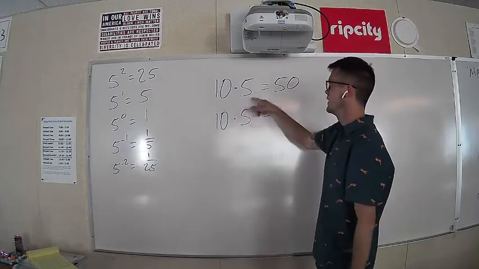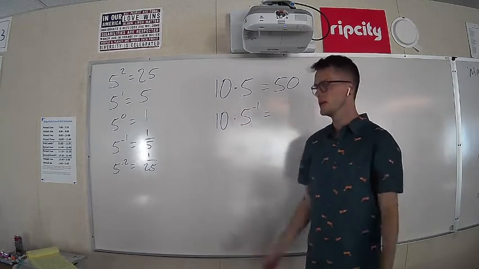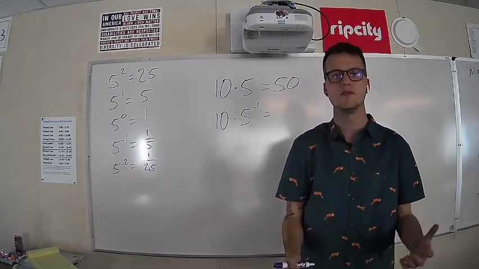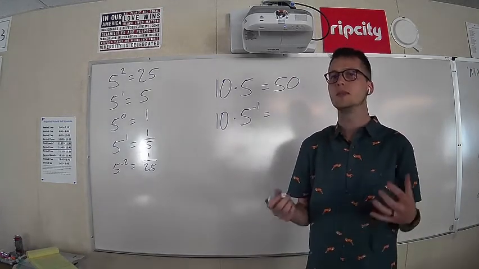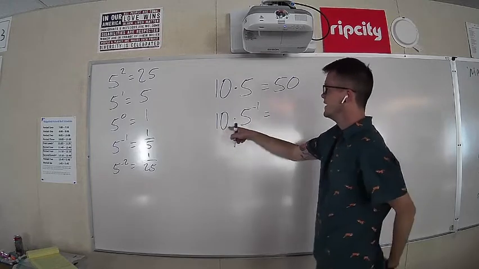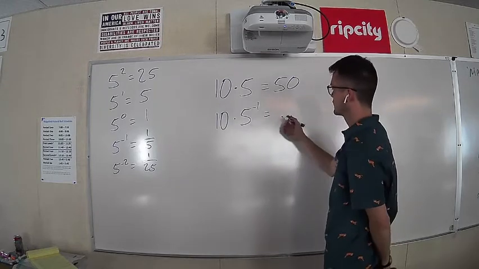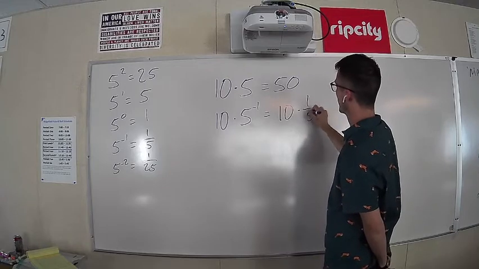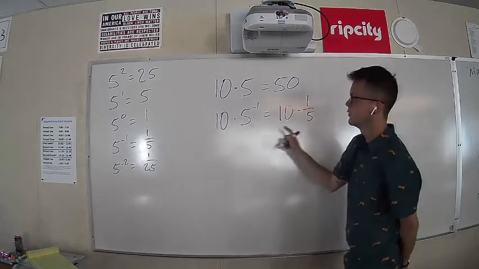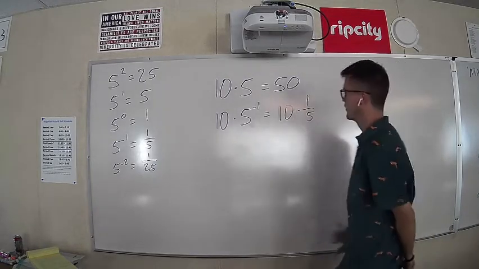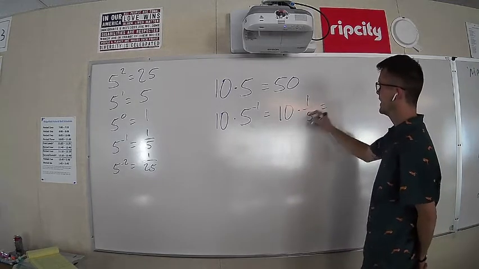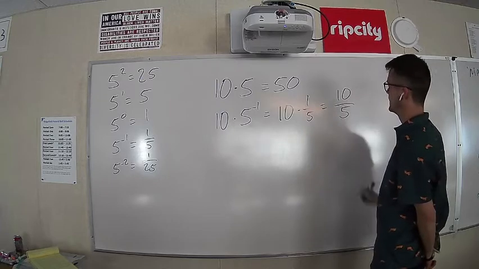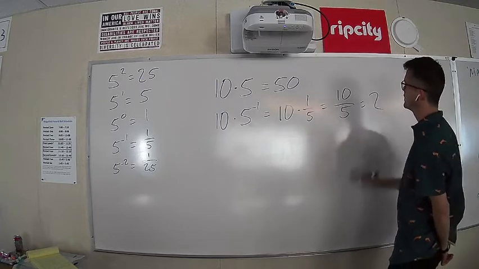10 times 5 is 50. All day long, no surprises. Well, what if we do 10 times 5 to the negative first power, the inverse of 5? Let's break down what that means. 10 times 5 to the negative first power is the same thing as saying 10 times 1 over 5. And again, this 1/5 is the same 1/5 that we talked about over on this side. But 10 times 1/5 is really the same thing as 10 divided by 5, which would end up equaling 2.